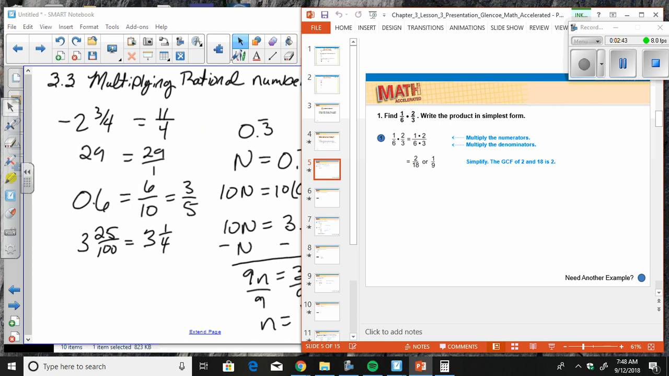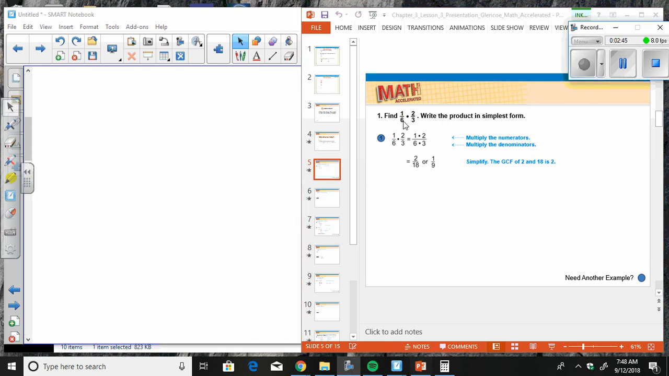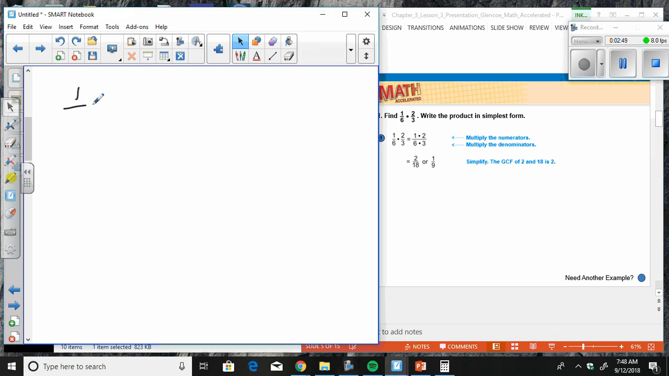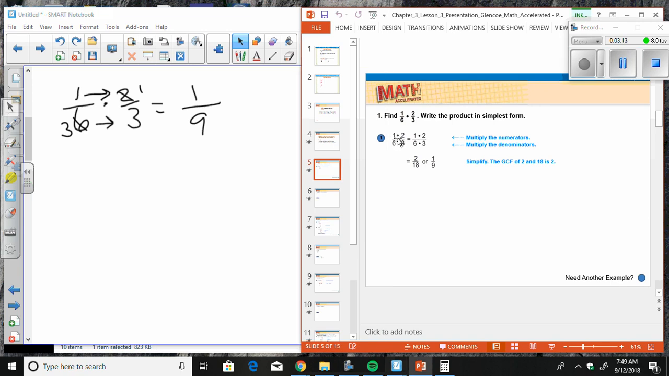So now here we go. Find 1/6 times 2/3. Write the product in simplest form. This is stuff that we have done for a while. When we multiply, we can first cross reduce. So we can say what goes into both 6 and 2. 2 goes into 2 once, and into 6 3 times. And then we multiply straight across. So we get 1 times 1 is 1, 3 times 3 is 9. We get 1/9.